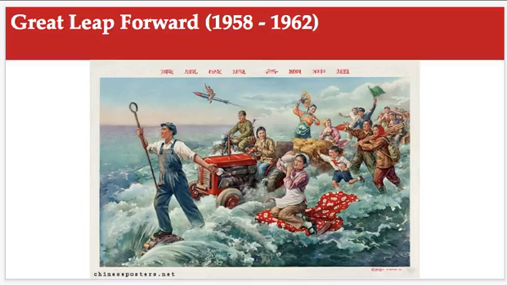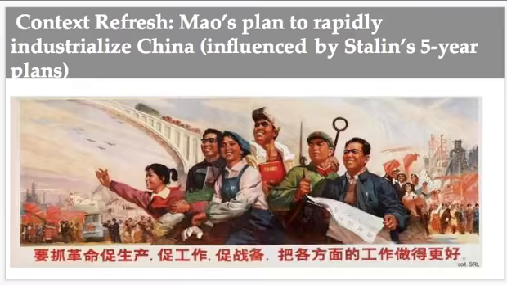Now, the Great Leap Forward, 1958 to 1962. China is going to industrialize in 4 years. And this is pretty astonishing, especially if we think forward to the place that China is at today. Now, Mao's plan to rapidly industrialize China was definitely a do-over, or definitely inspired by Stalin's 5-year plans.